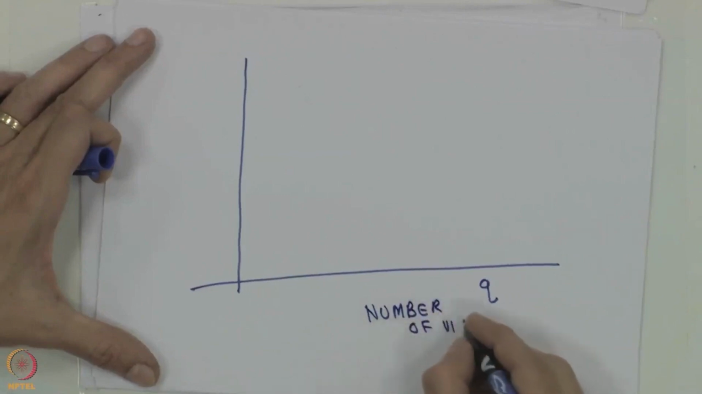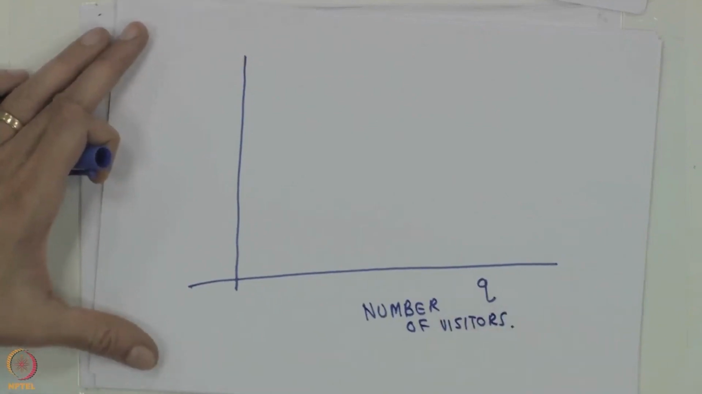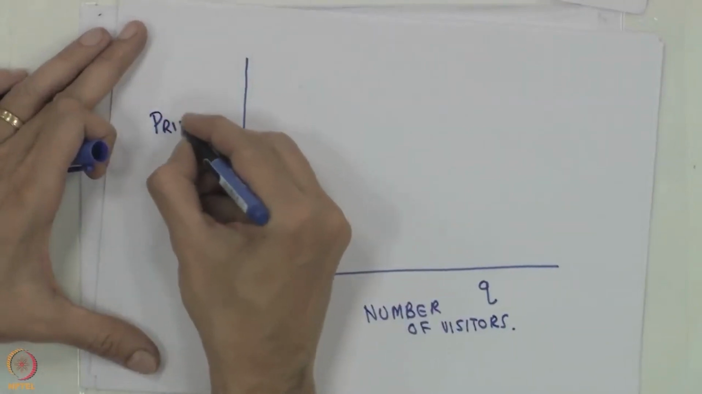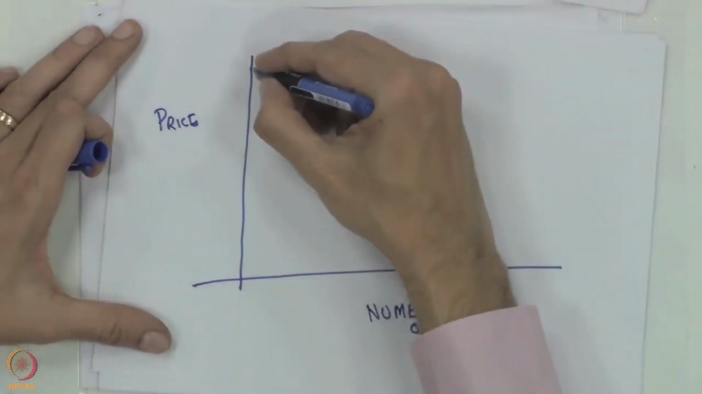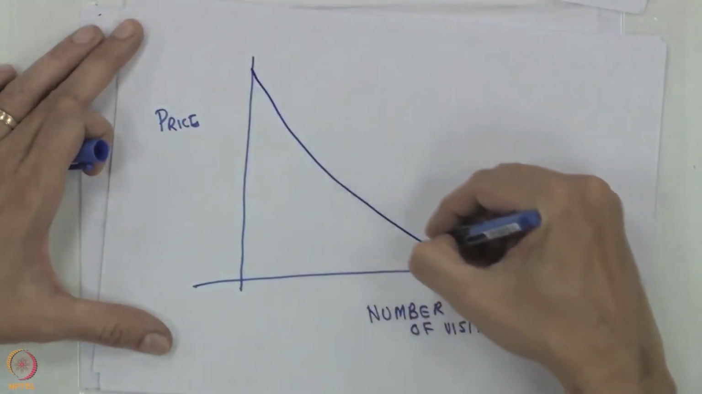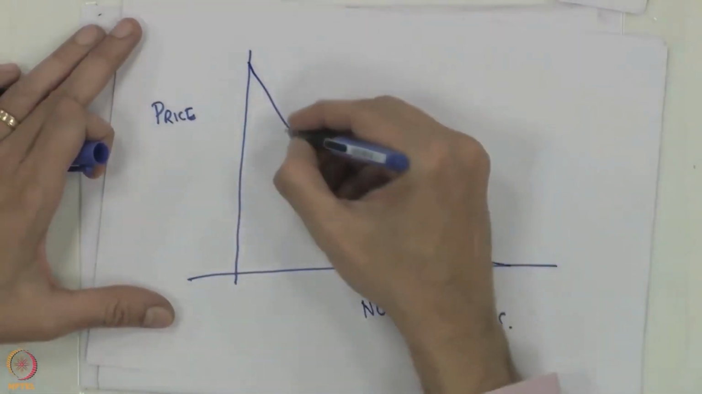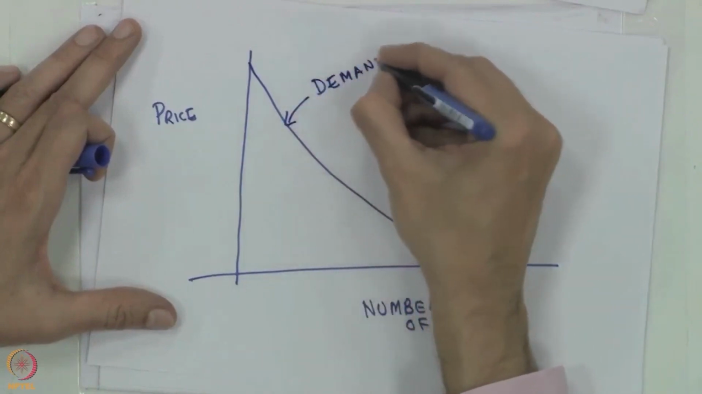Now, obviously, if we look at the price to be charged, the price of entry, at some price there will be no one willing to come to the park, and as the price reduces the number will increase. So, you will have something like this. This is the demand curve for the park.